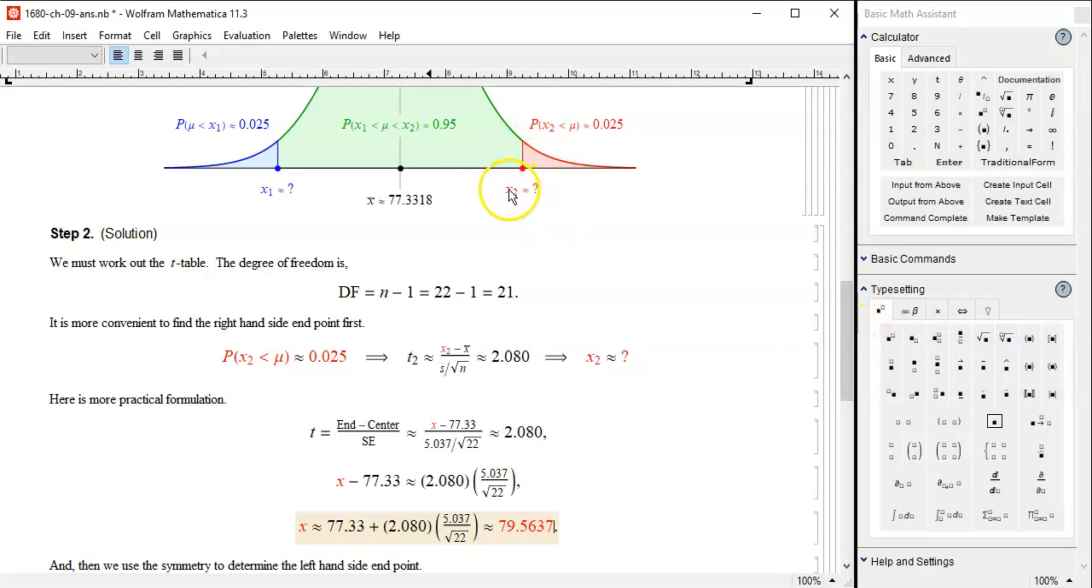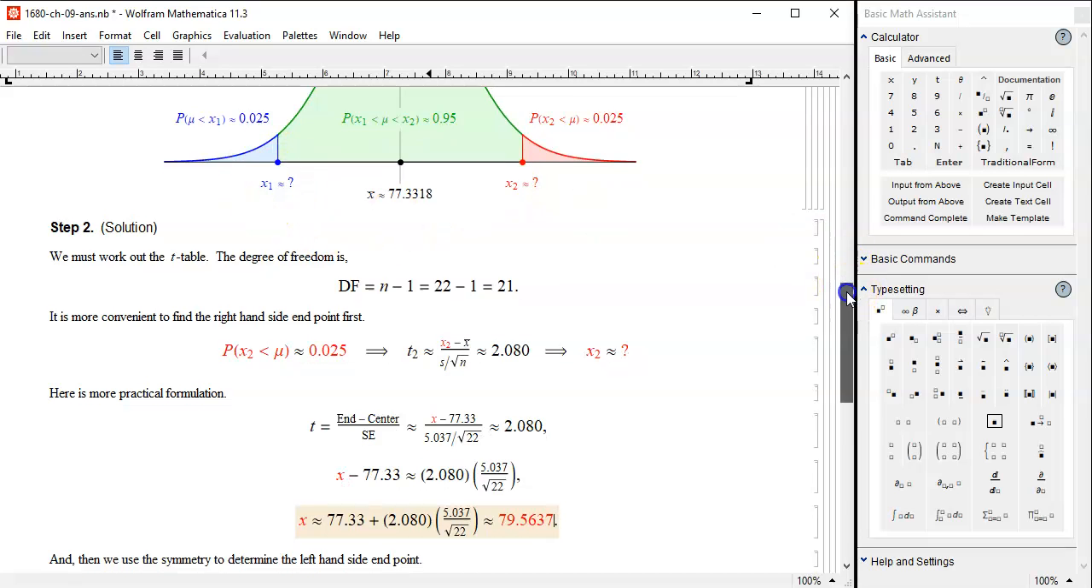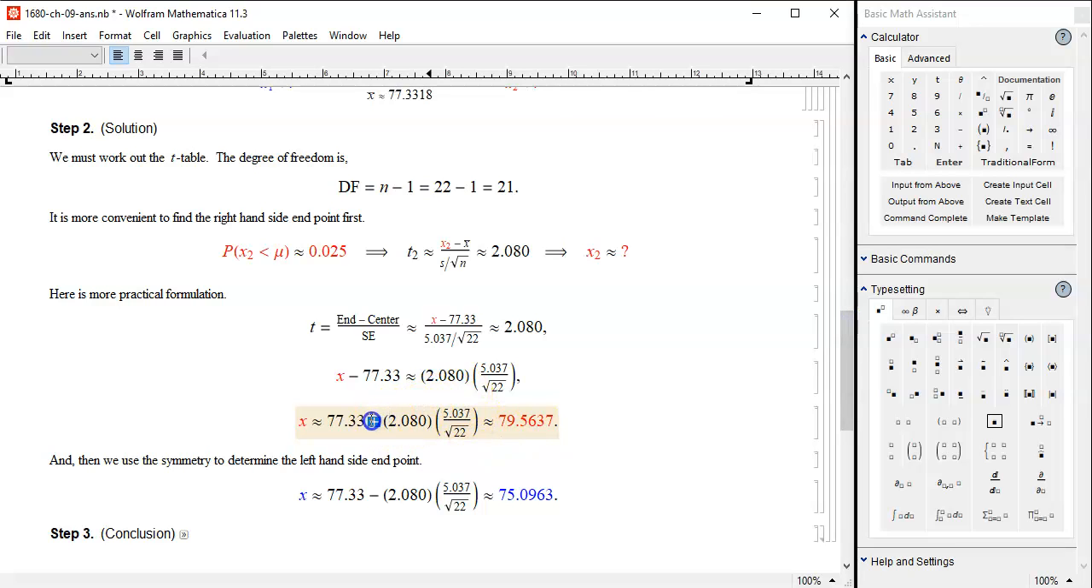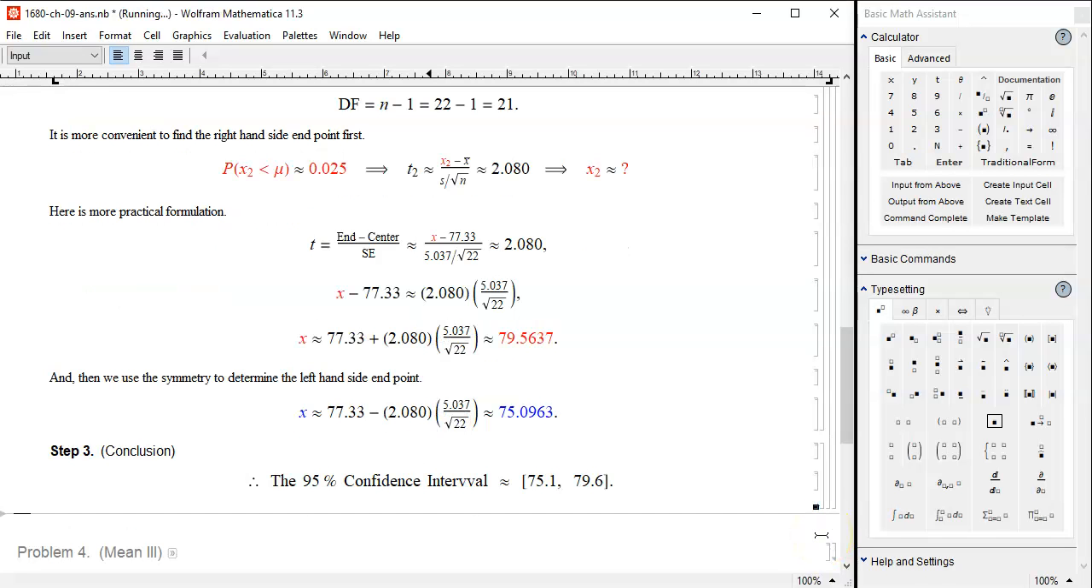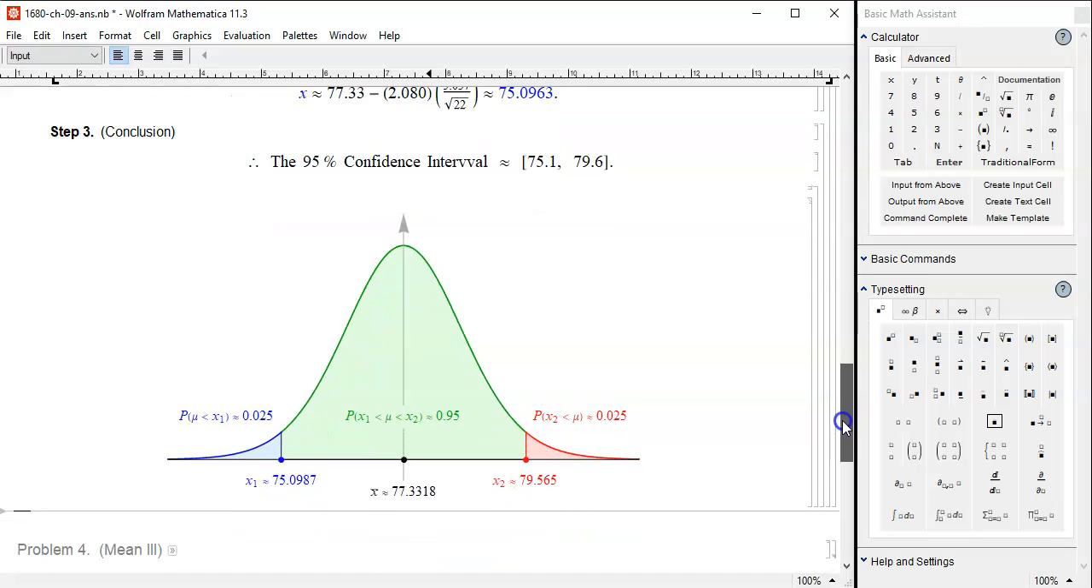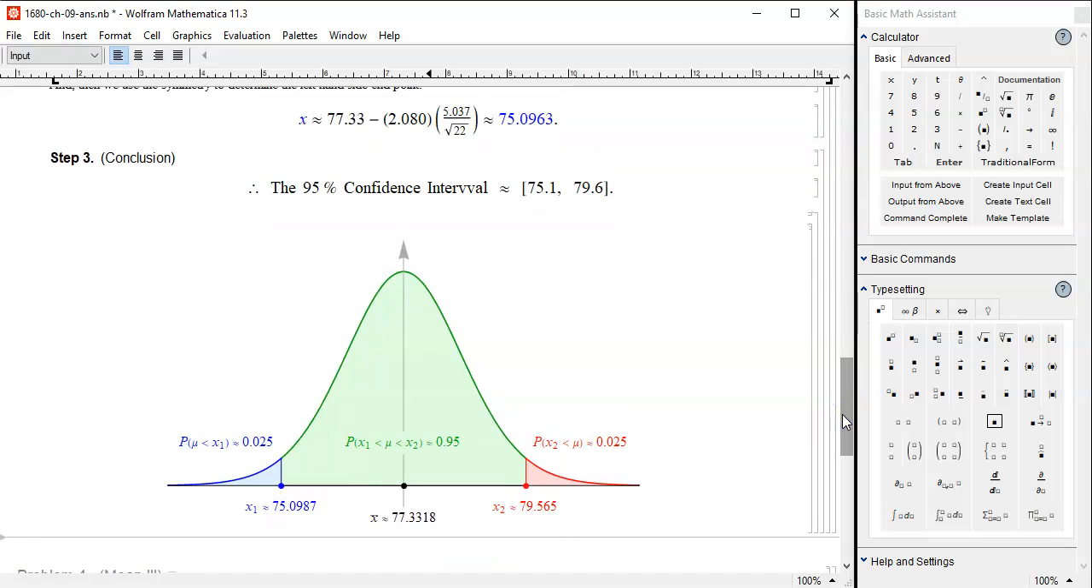That's this x2 value. How do you find out this x1 value to the other side? Well, just use symmetry. Change this plus to minus, and then run your calculator, and you're going to get the answer, 75.0963 approximately speaking. And here is the conclusion. The 95% confidence interval is from 75.1 to 79.6, and here's a full picture, 95% here, 2.5% here, 2.5% there.